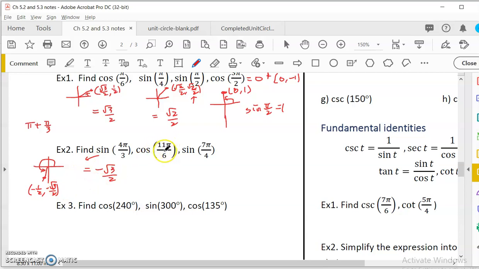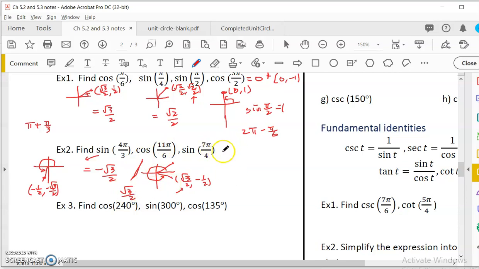Cosine 11 pi over 6, do you know where that is? It's actually 2 pi minus pi over 6, so it's in the fourth quadrant over here where my pi over 6 is. So it's really similar to pi over 6, right? Except for the y coordinate. So it's root 3 over 2, negative 1/2, because I know pi over 6 is root 3 over 2, 1/2. So I want cosine, which is this one. So cosine 11 pi over 6 is equal to root 3 over 2.